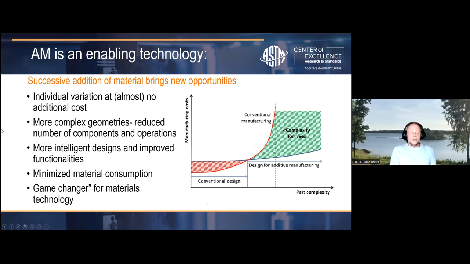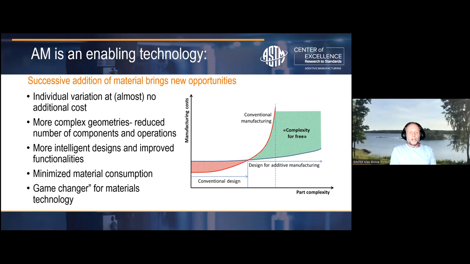This also means that successive addition of material means that you can have individual variation at almost no additional cost. It doesn't cost so much more. You need, of course, to design the individual variation, but otherwise the cost doesn't really change. The cost is how much material you add. That's basically the main cost, and the processing time.